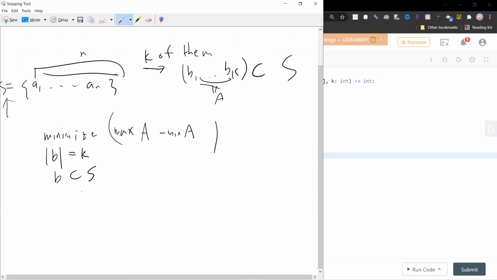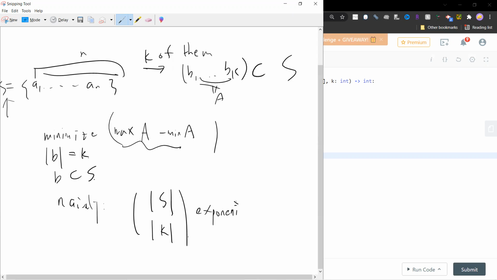So basically you choose all B which has length K, B a subset of S. Naively, because the maximum of A and the minimum of A do not depend on the order, you will have S choose K choices. This will be exponential, especially when K is roughly S over 2. So this is the brute force solution.